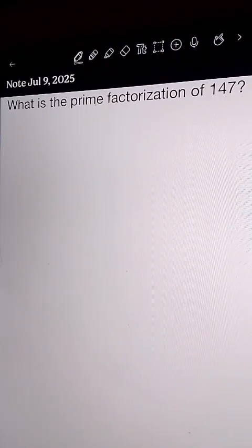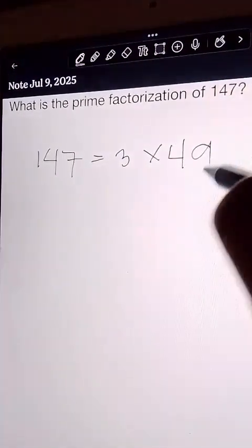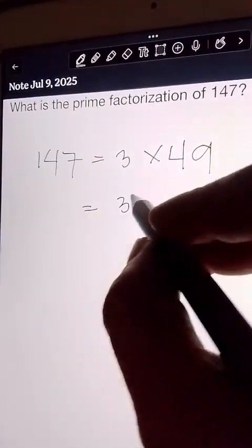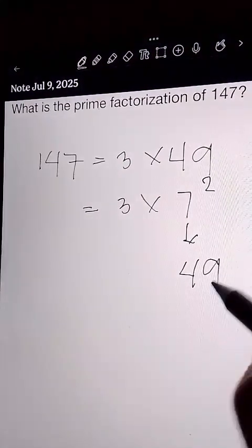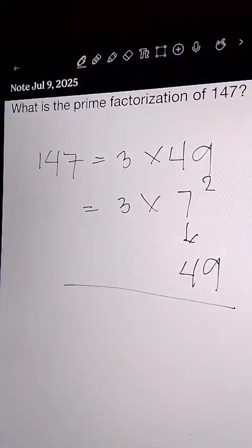What is the prime factorization of 147? So 147 is equal to 3 times 49, which is equal to 3 times 7 squared. So 7 squared is 49. So this is our prime factorization for 147.